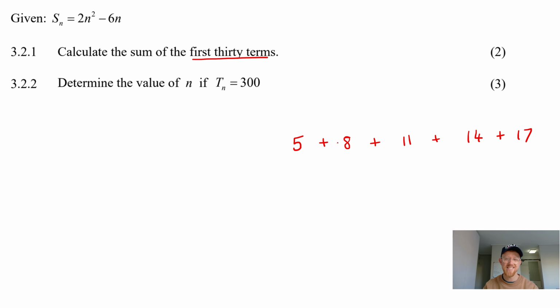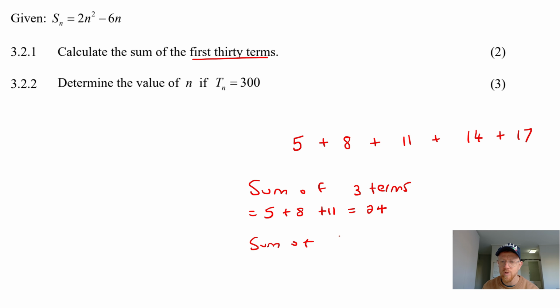So that's an arithmetic series. Now, if I had to quickly say, what is the sum of the first 3 terms? Then you would say 5 plus 8 plus 11, and that would give us a value of 24. Okay. Now, if I had to say, what is the sum of the first 4 terms? Well, now it would just be 5 plus 8 plus 11 plus the 14. And so that would just be 38.